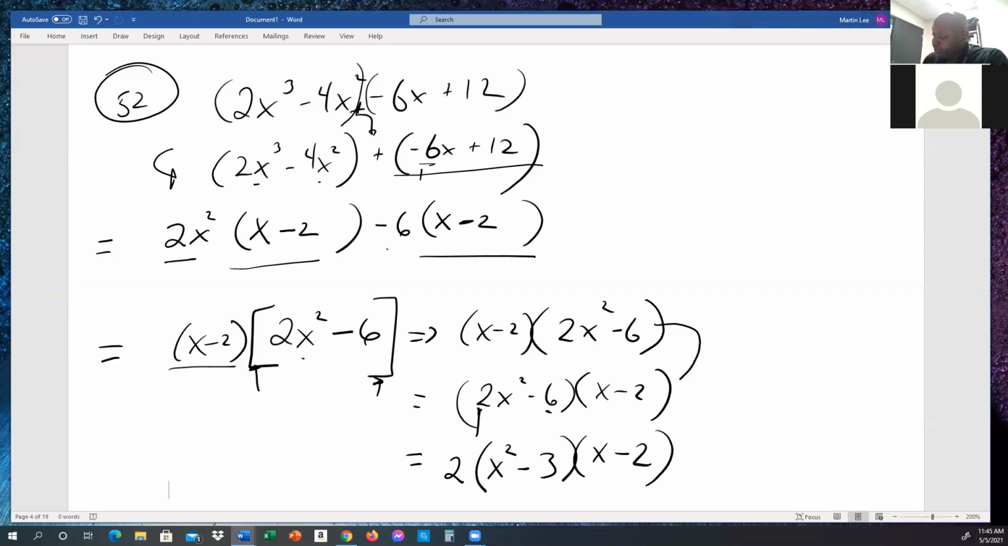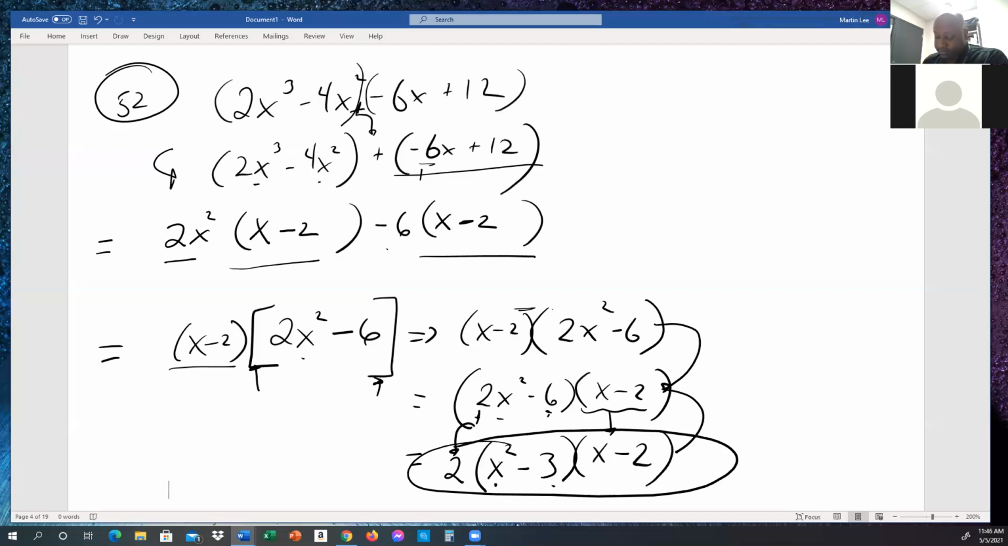So from the step from here to here, I just rewrote this because I can change the order of multiplication. And from this step to this step, I saw that the 2x squared minus 6 had a common factor of 2. So I'll pull the 2 on the outside, which leaves me with x squared minus 3. And then the x minus 2 I just brought down. So I'll end up with this as my final answer. That's factored completely: 2 times x squared minus 3 times x minus 2.